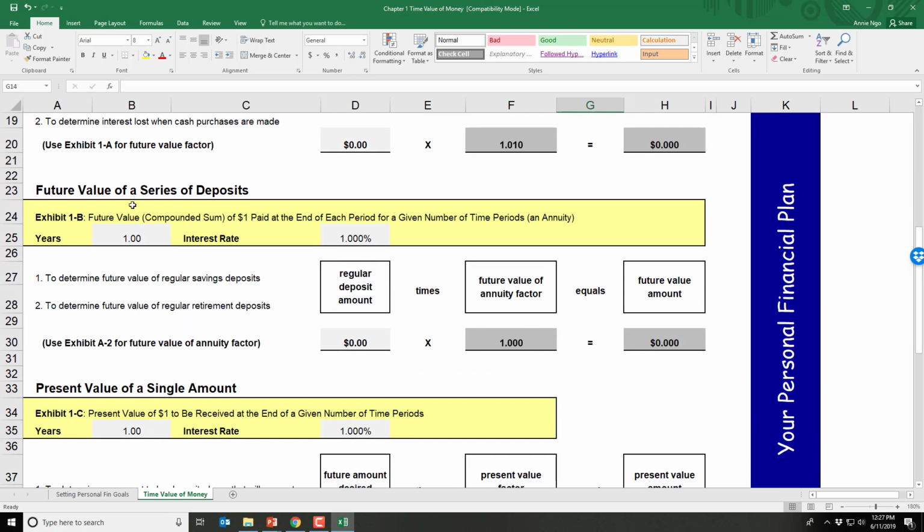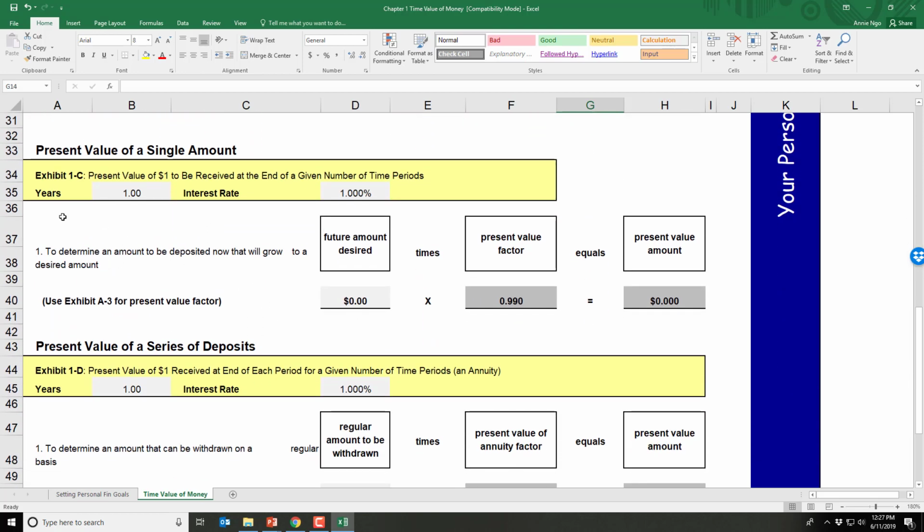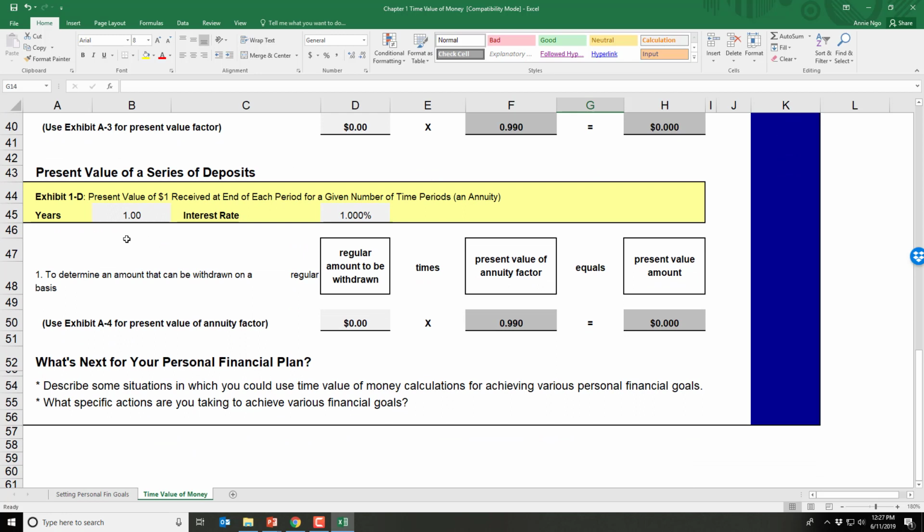So if you scroll down, here's the future value of a series of deposits, or Exhibit 1B. Again, you'll plug in the years, the interest rate, the regular deposit amount that you'll put in, and it'll go ahead and calculate in the gray boxes. If we scroll further down, here's the Exhibit 1C, or the present value of a single amount. You'll put in the number of years, the interest rate, the future amount desired. This is how much we want in the future, and the gray boxes will calculate that for you as well. And then last is the present value of a series of deposits. So again, enter the years, the interest rate, and the regular amount that you plan to withdraw.